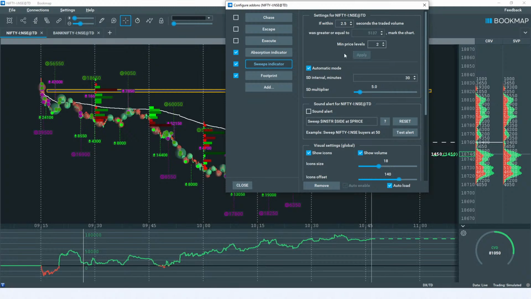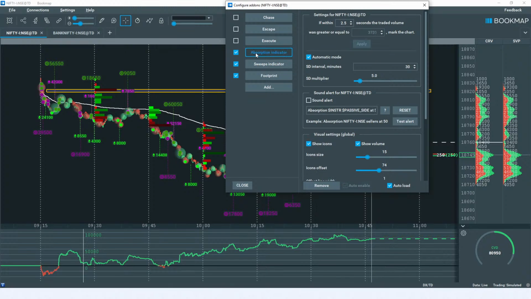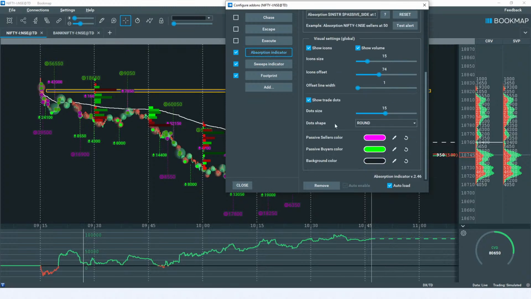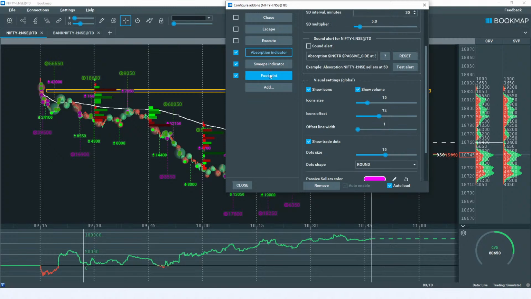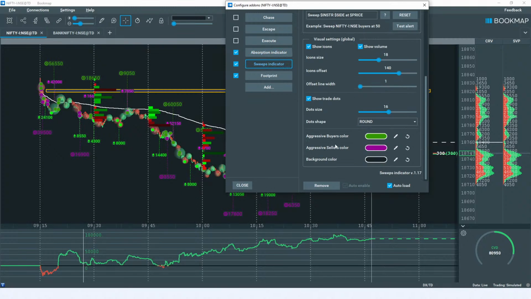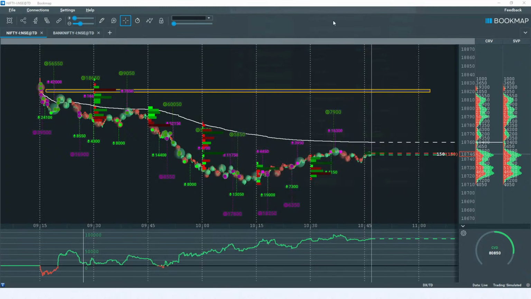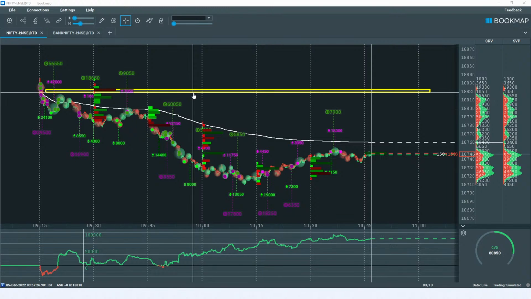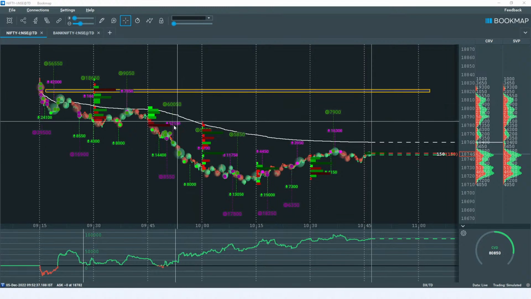I don't want to change anything over there. And what we see in terms of the activity, the absorption indicator will help us to identify the passive buying and passive selling activity, but the sweeps indicator will help us to look at aggressive buying and aggressive selling activity. So you can use both absorption and sweep indicators.